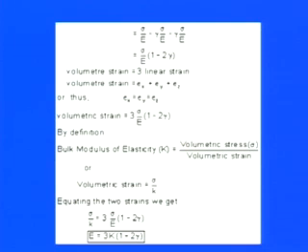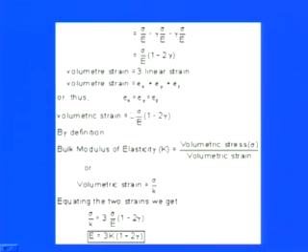So we can simply apply those conditions to get the volumetric strain, which is nothing but 3 times the strain we got here, sigma by E into (1 minus 2 mu). So the volumetric strain is 3 times sigma by E into (1 minus 2 mu), because it is nothing but 3 times the linear strain.